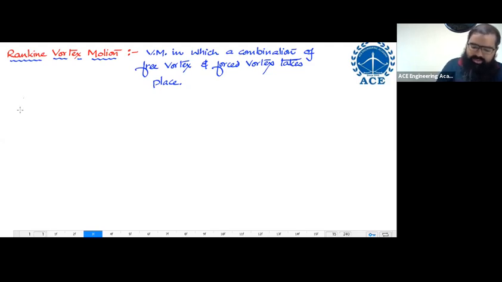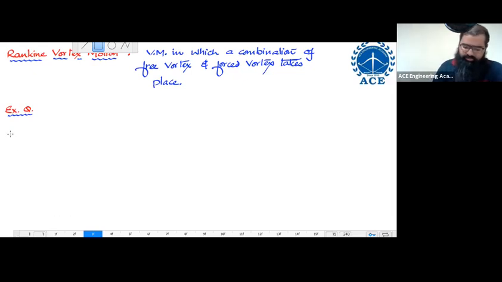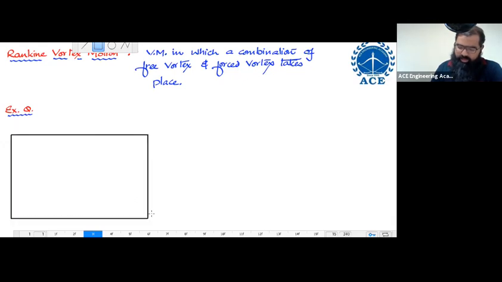Okay, let me take an example of Rankine vortex motion. This is an example with the question itself. Very good question. The question says, imagine you are having a quite big container. Let us say this container is open, a cylindrical kind of container having a radius capital R, very big radius capital R.